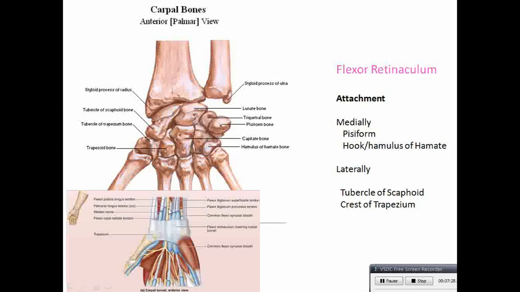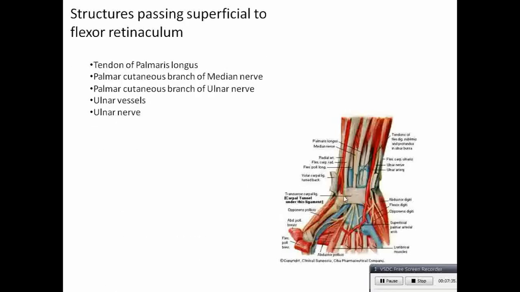And there are structures which pass deep to the flexor retinaculum and superficial to flexor retinaculum. Again, the flexor retinaculum can be seen. So structures passing superficial to the flexor retinaculum are the tendon of palmaris longus, palmar cutaneous branch of median nerve, which is not shown here, palmar cutaneous branch of ulnar nerve, ulnar vessels, and the ulnar nerve also passes superficial to flexor retinaculum.